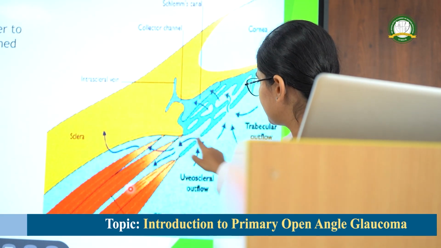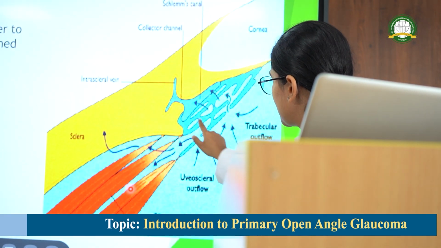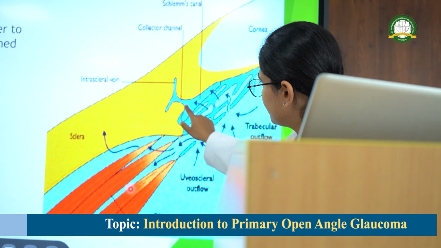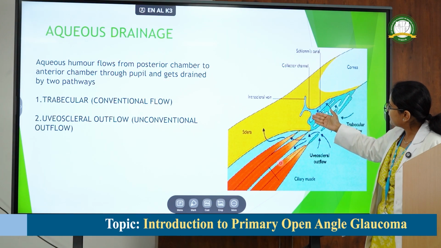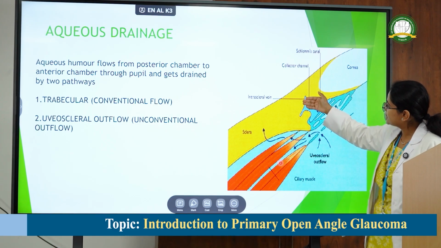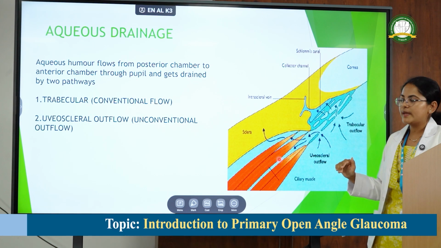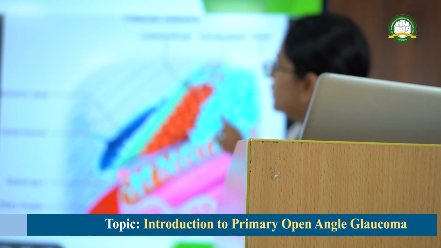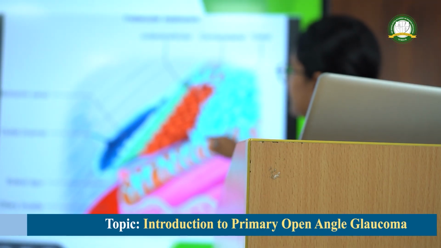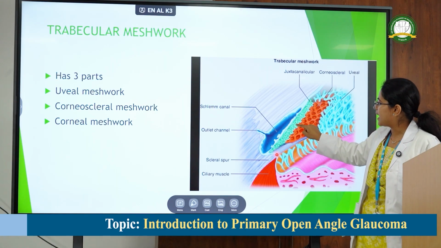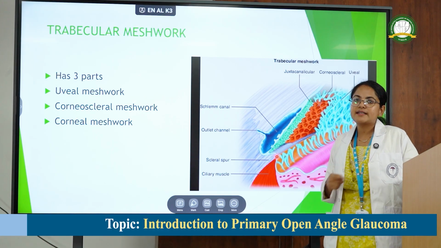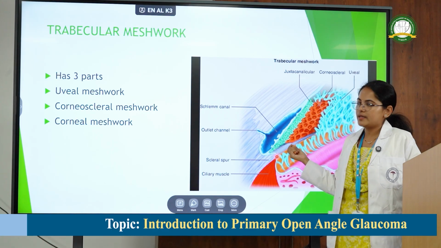So, you have seen here, this is the trabecular meshwork. Our aqueous flows through the trabecular meshwork. It enters into the Schlemm's canal, then it goes to the collector channels, then it goes to the episcleral veins. We have three parts of trabecular meshwork. What are those three parts? Uveal part, corneoscleral part and juxtacanalicular part. This juxtacanalicular part is the narrowest part of the trabecular meshwork.